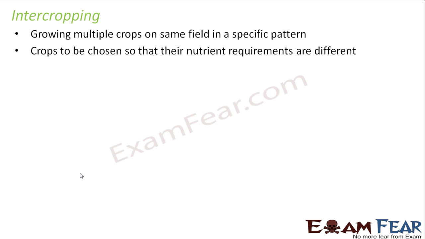Crops are to be chosen such that their nutrient requirements are different. Why do you think we need to choose such crops whose nutrient requirements are different? That's because if we choose two crops which have the same nutrient requirements, then they both will start fighting amongst each other to get the nutrients from the soil. So competition will arise, and as a result they will not be able to grow healthy enough. That is why we have to choose crops whose nutrient requirements are different. Maybe one crop needs more phosphorus, the other crop needs more nitrogen. So they will have different requirements, so their requirements can be fulfilled as well.